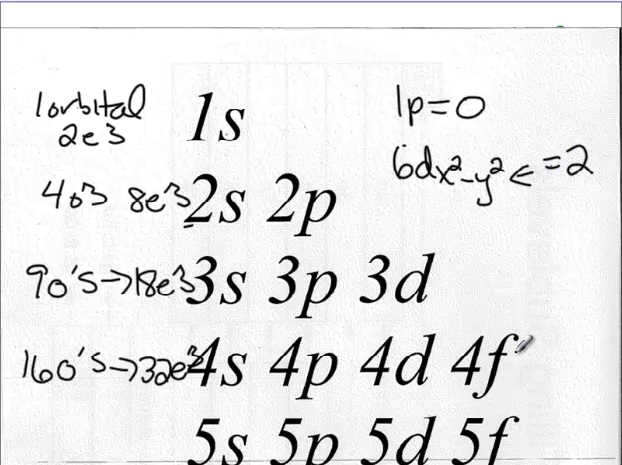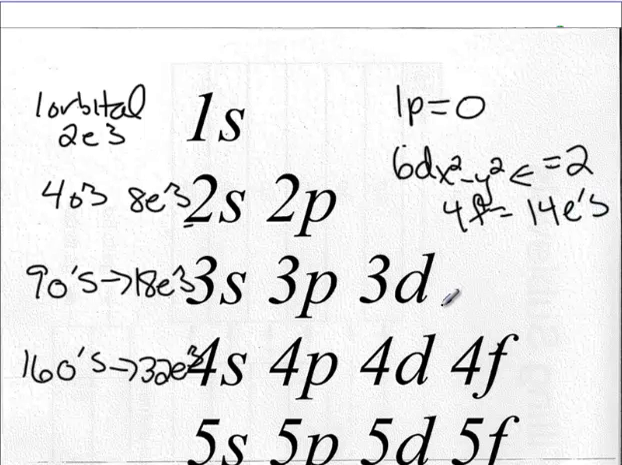Now, if you look at the next one, 4f, it's looking at all 7 of the 4f orbitals, and since it's asking about electrons, you're looking at 7 orbitals for 4f, so it's going to be equal to 14 electrons. Okay.